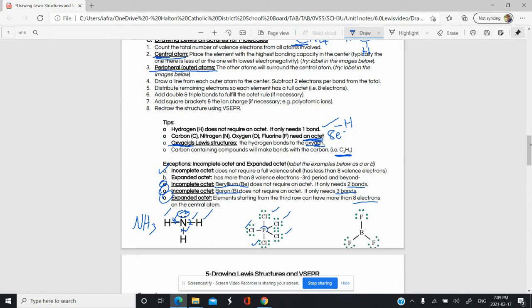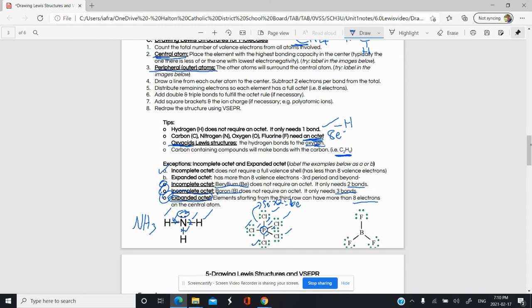But take a look at the central atom, phosphorus. It has 1, 2, 3, 4, 5 lines, 5 bonds with 2 electrons each. That's 5 electrons times 2 per bond. That's 10 electrons. So it has an expanded octet. Let's take a look at this one here.